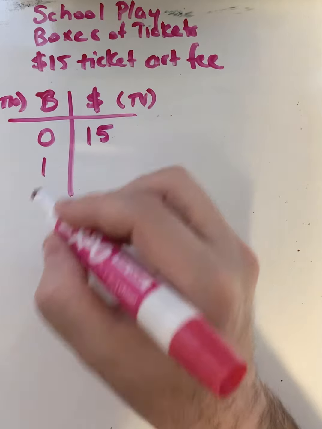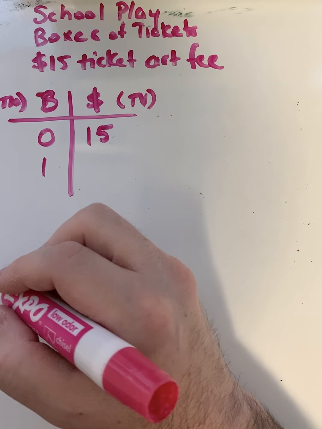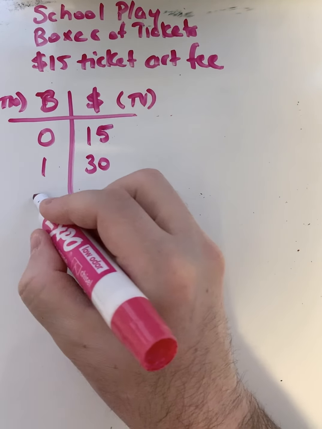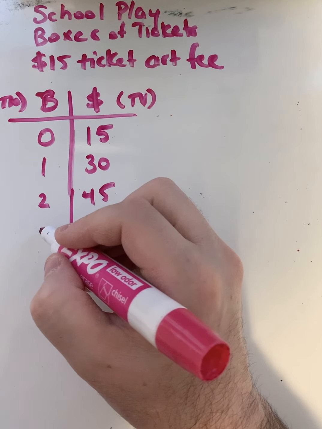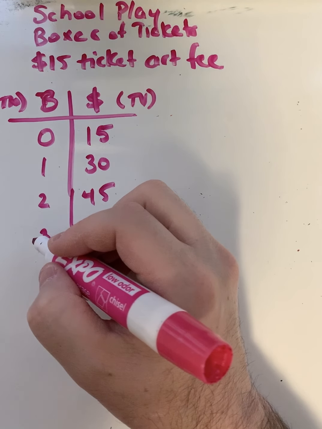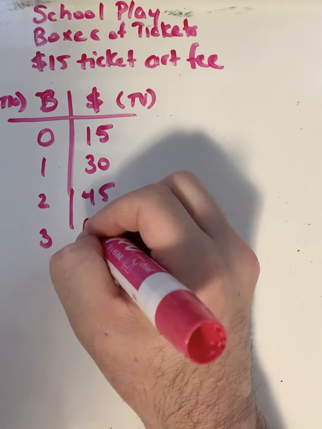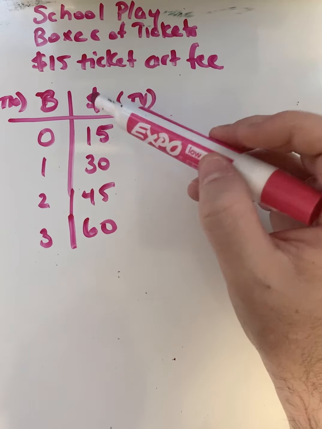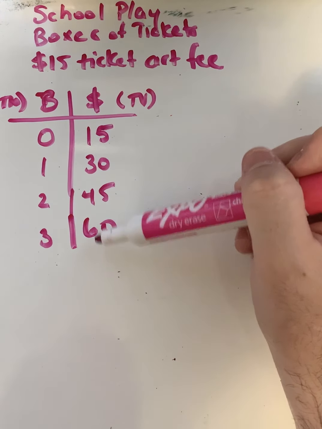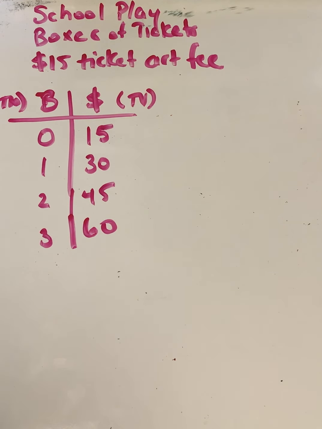If they buy 1 box, what will it be? It'll be 30. If they buy 2 boxes, it'll be 45. If they buy 3 boxes, it'll be 60. Okay. So the amount of boxes that they buy, the cost will continue to go up. So when they buy 0, it's going to be $15.